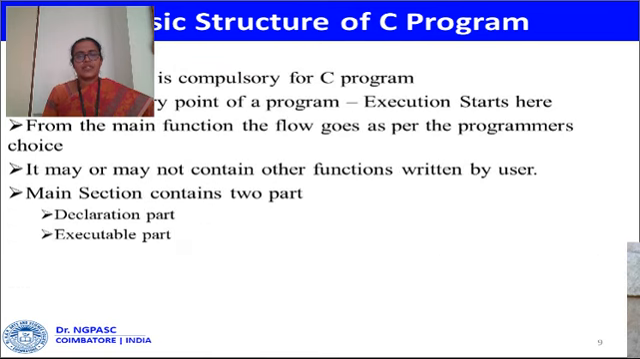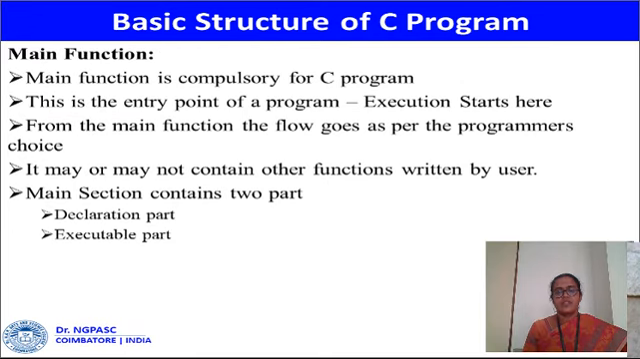The next thing that we are going to see is the main function. The main function is compulsory for C. Compilation always starts from the main function only. So we can say that this is the entry point of a program, and from the main function the flow goes as per the programmer's choice. It may or may not contain other functions written by the user.